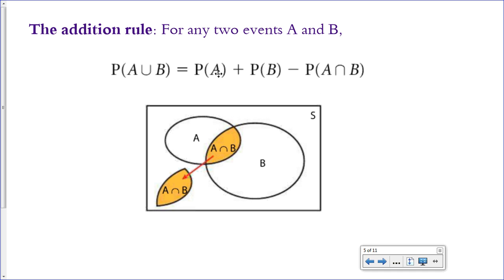The reason being, when I add the probability of A, it includes the overlap region. And so when I add it to the probability of B, it would include the overlap region again. And so I don't want that overlap region to double count, but I do want it to count once. So since it's already in the probability of A and B, I'll just subtract the overlap region's probability one time, and that'll be the overall probability of the union for A and B.